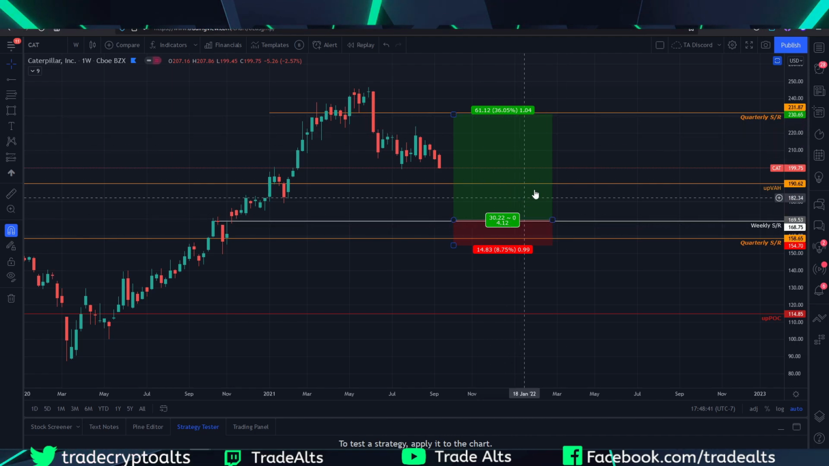So what's the risk reward on this trade? Well, it's pretty good, right? I'm risking 8.75%. So if I take the entry where it is and price goes through my stop loss here, I'm going to lose 8.75%. But if I catch this trade and it bounces from this region and hits my take profit, I'll make 36% on this trade, for a risk reward of 4.12. That is pretty darn good.